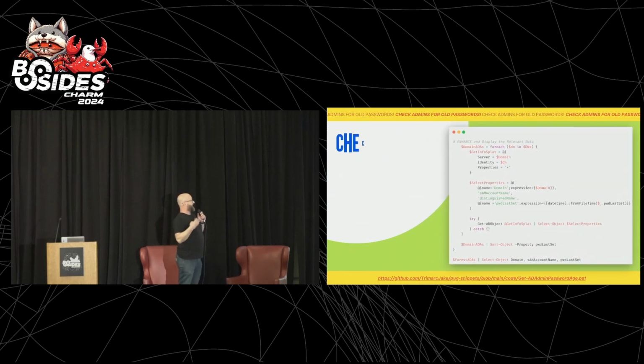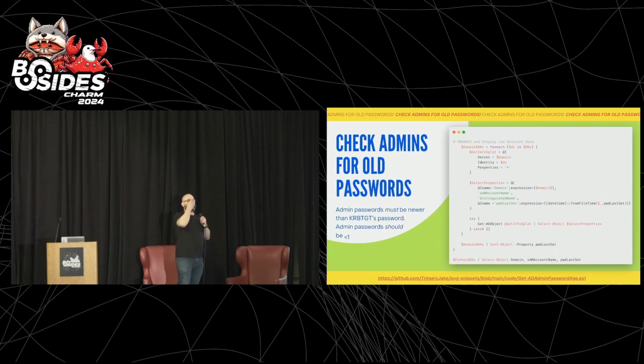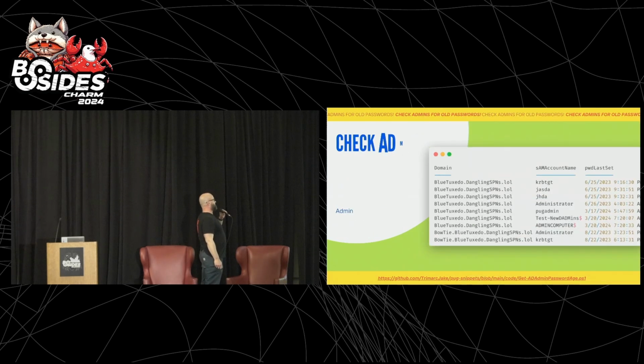Then we're going to go ahead and enhance that data a little bit. We're going to add the domain that the user resides in. We're going to add a SAM account name, because reading distinguished names can be hard. And we are going to grab the password last set. And then ultimately, that very last line across the bottom says, show me the domain, show me the SAM account name, and show me the password last set. Okay? This is what you get.